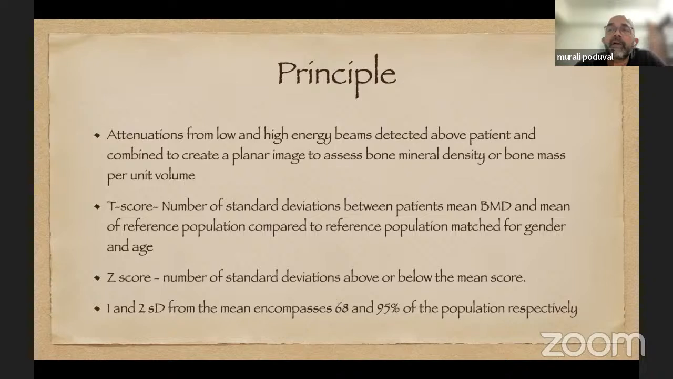So we want to know bone mineral content and the area scanned, and we get the ratio of these two to get the bone mineral density, which is then expressed as a T-score, which is the number of standard deviations between the patient's BMD and the mean of a normative population. It is also expressed as a Z-score, which is the number of standard deviations above or below the mean score for an age and gender matched population. If you look at it, 1 and 2 standard deviations from the mean of a T-score encompass almost 68 and 95% of the population, respectively.